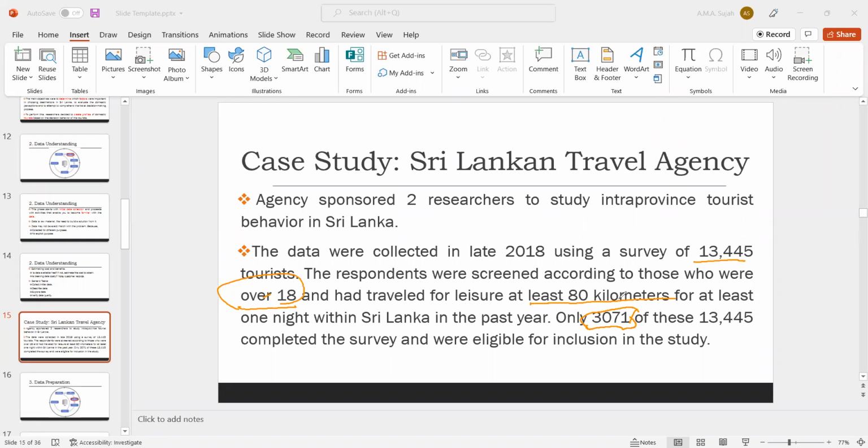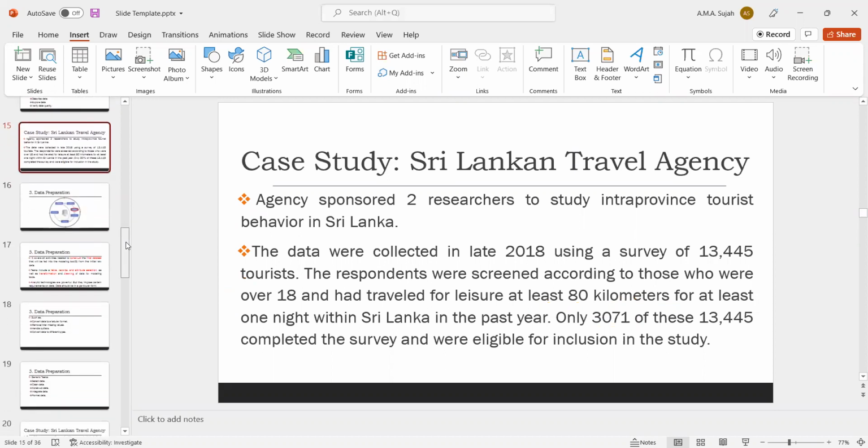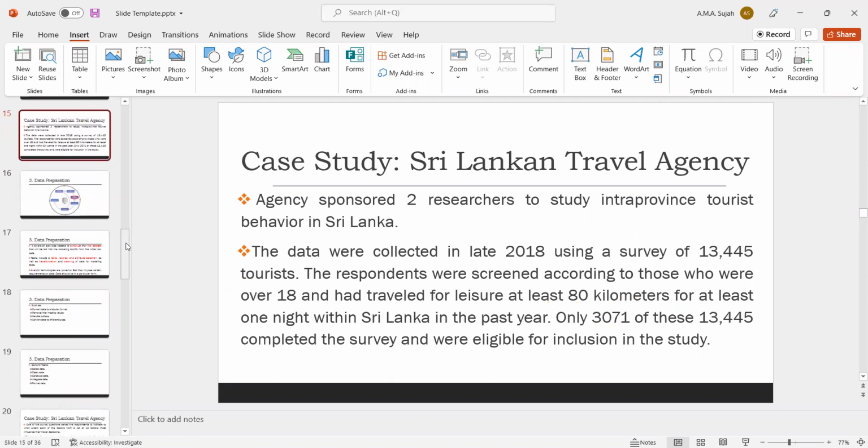Am I correct? Do you understand what I'm saying? Hello, do you have any doubts? You can ask me. First, we discussed business understanding. Now we are discussing data understanding. Data understanding means you need to have a clear idea about the data. Do you have any doubts?